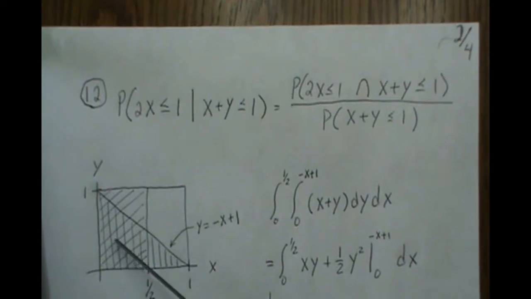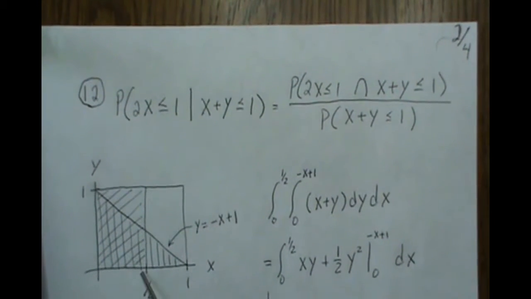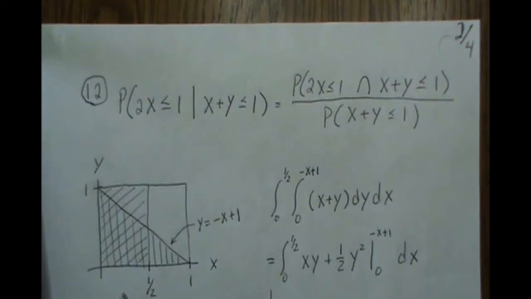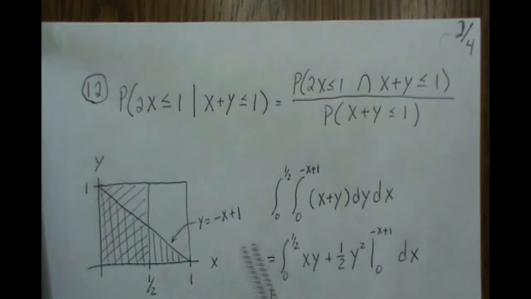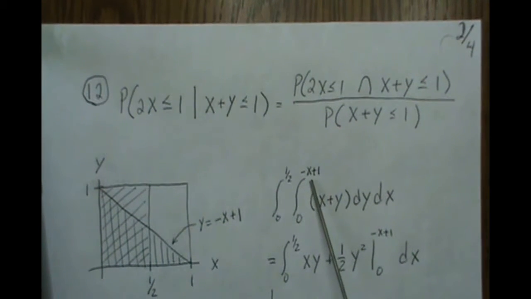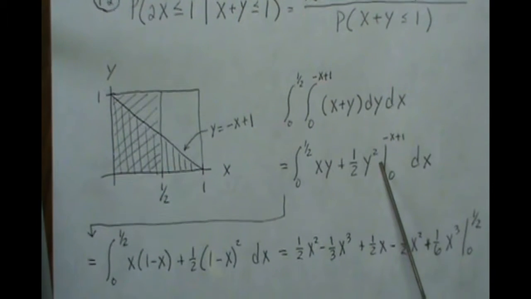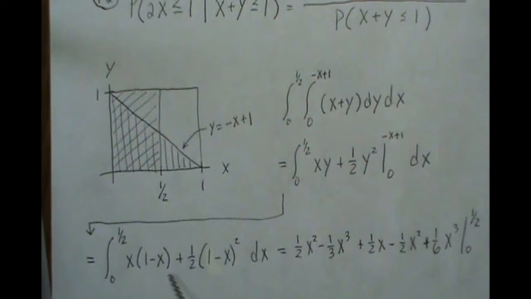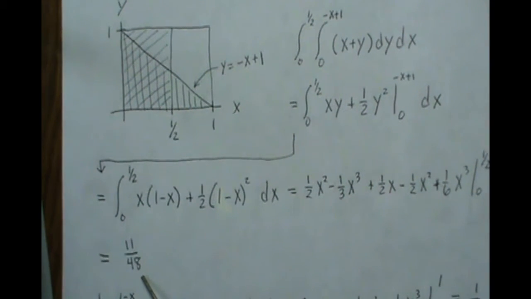But it's not as convenient as if we integrate out y first and then go from 0 to x on 0 to 1/2 on x. So we'll integrate out y first, and we go from 0 to this function, which is 1 minus x, or minus x plus 1, and then the x goes from 0 to 1, and so we get this, and then this, and that equals 11/48.